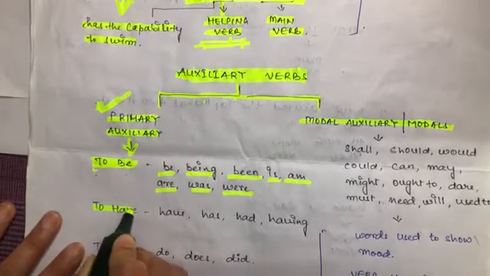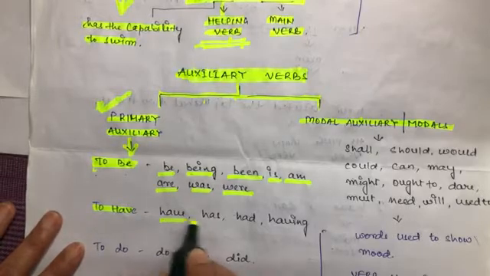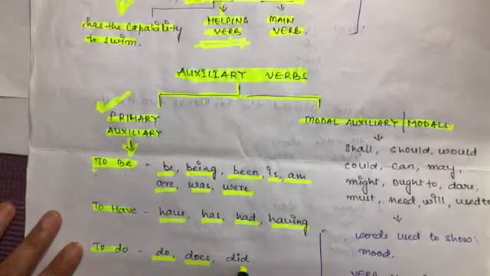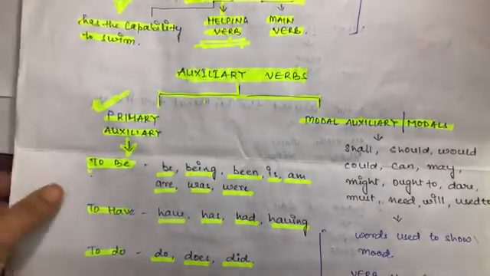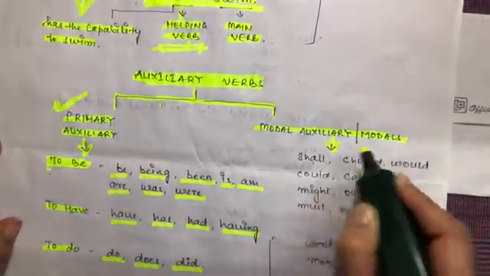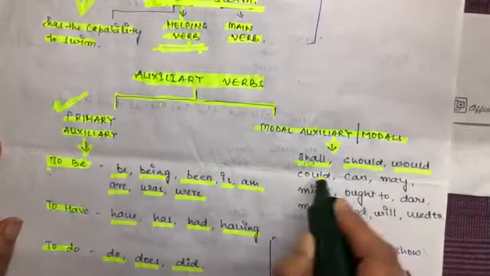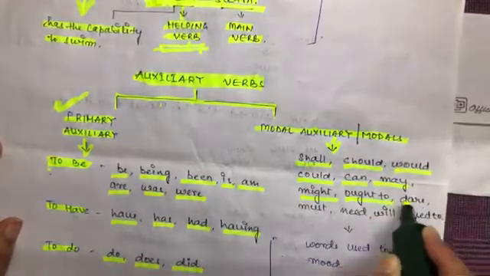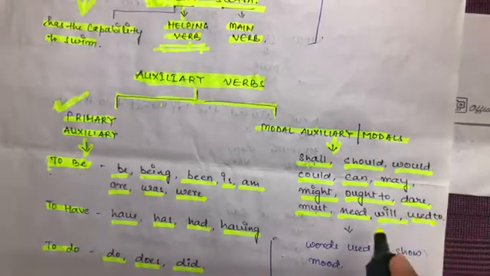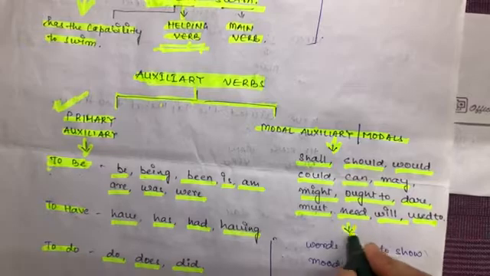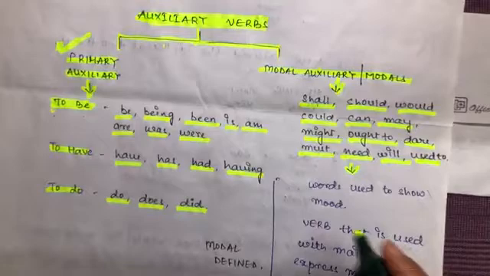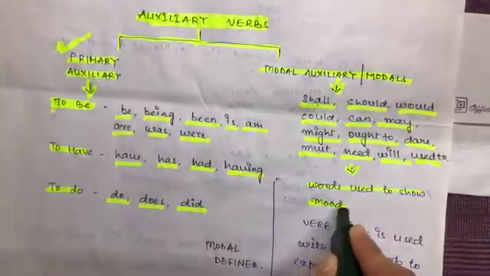Here we have have, has, had, and have. To do form: do, does, and did. Now when we talk about modal auxiliaries: shall, should, would, could, can, may, might, ought to, dare, must, need, will, used to. All these are modal auxiliaries. They show or represent the moods of the subject or the speaker. Words used to show moods.